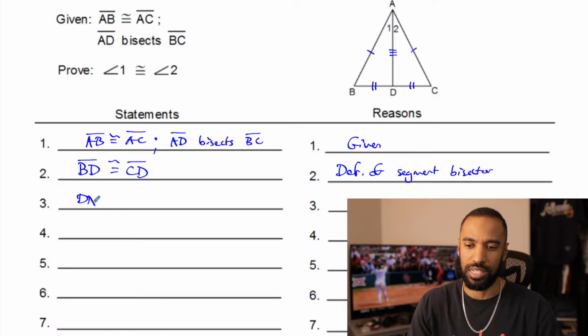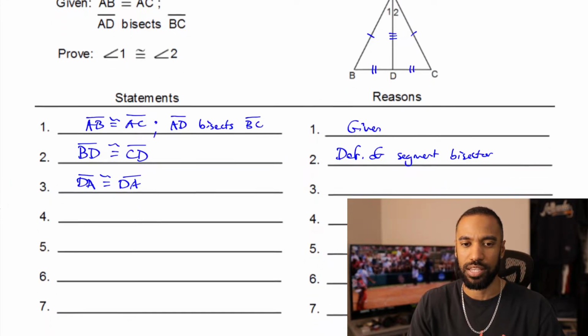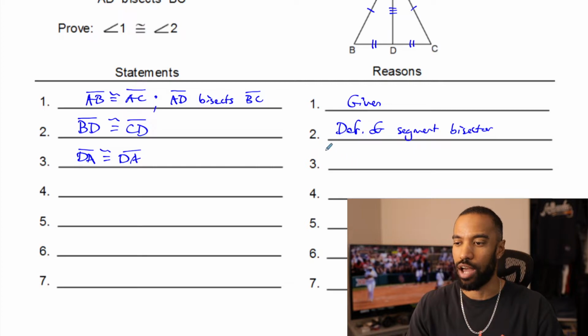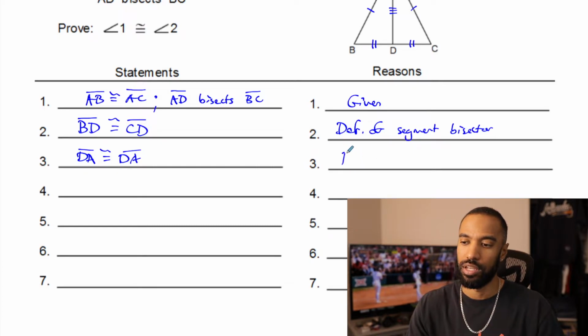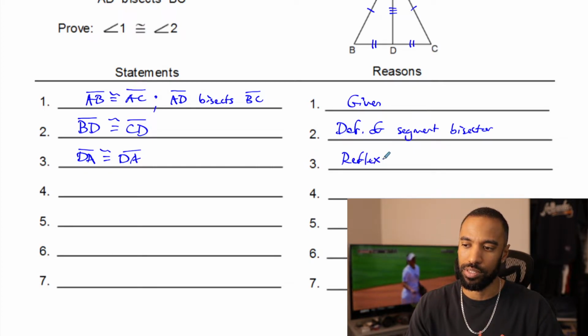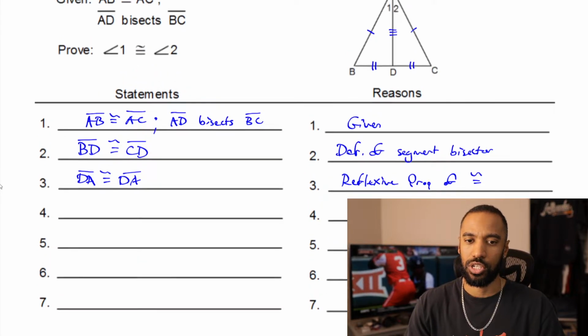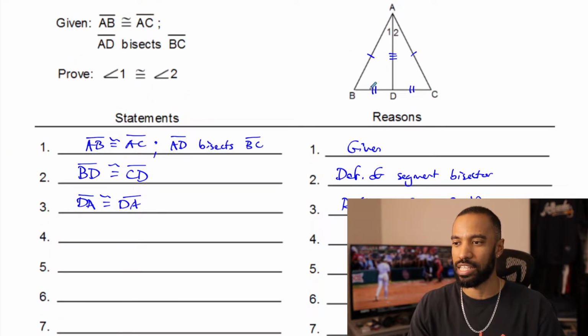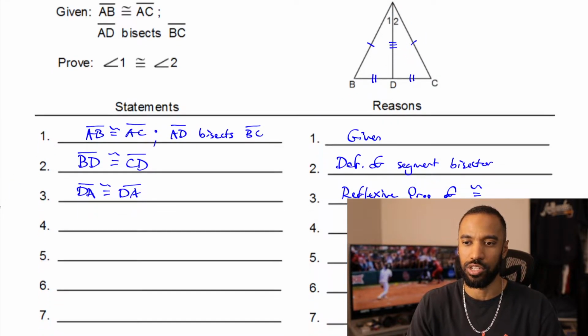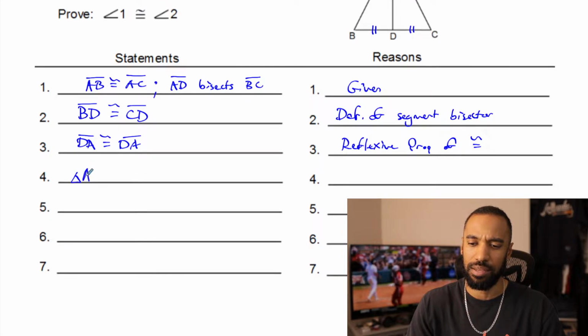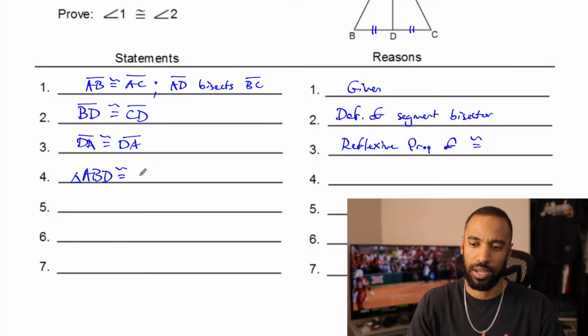DA is congruent to DA here by what's called the reflexive property. It's a statement that says that a shared part in two different objects are congruent to itself. It's called the reflexive property of congruence. Reflexive prop of congruence. Now, there is a triangle congruence theorem called side, side, side right here. Side, side, side, and side, side, side. That lets me say ABD and ACD are congruent as triangles. Triangle ABD is congruent to triangle ACD.